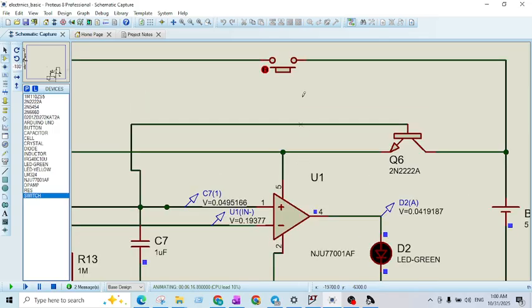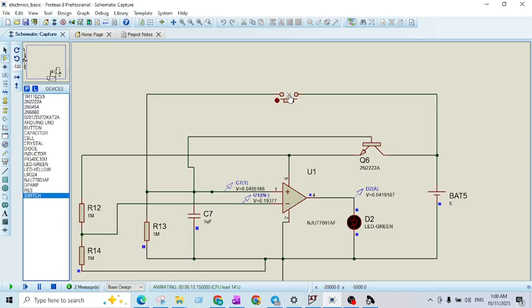If you see a push button here, if I press the push button, you will see that this LED is on for a certain time and then it is off again. So let me do the same thing again. Let me push the push button and you can see this LED is on and then off again.